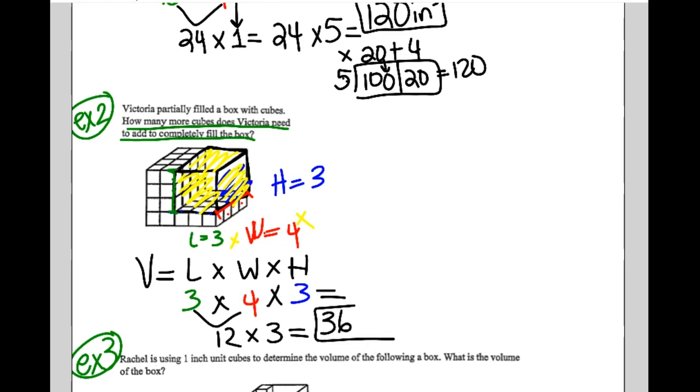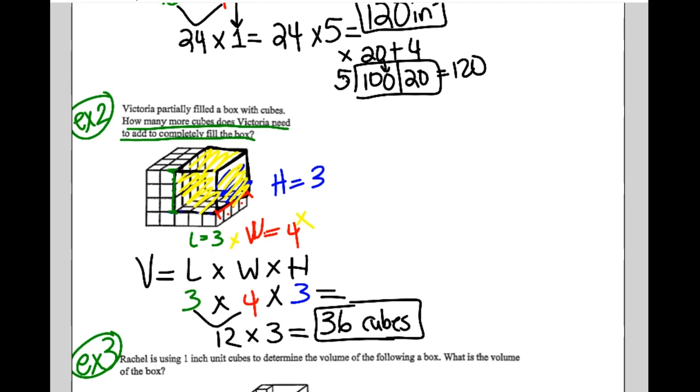And did it say how many inches or anything like that? No. So we would just say 36 cubes because they only mentioned cubes. 36 cubes more. And that's just finding the volume of that little figure. Okay, that one was pretty simple. Let's go ahead to the last example.